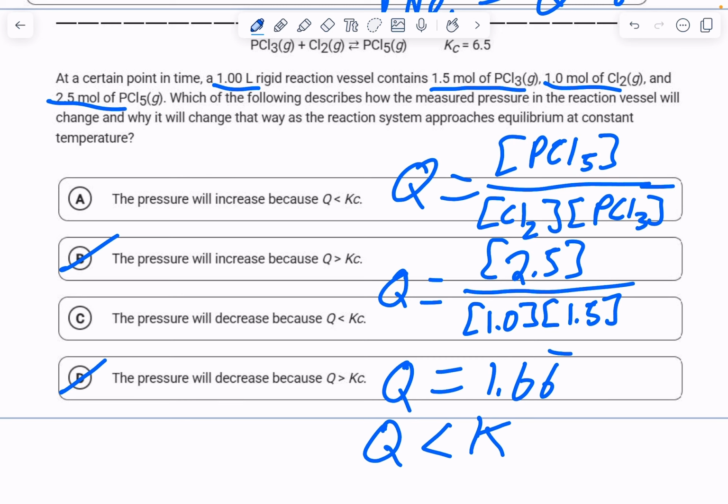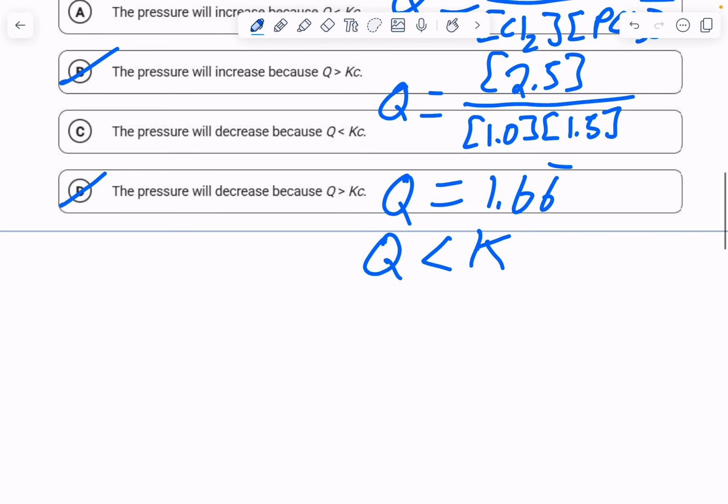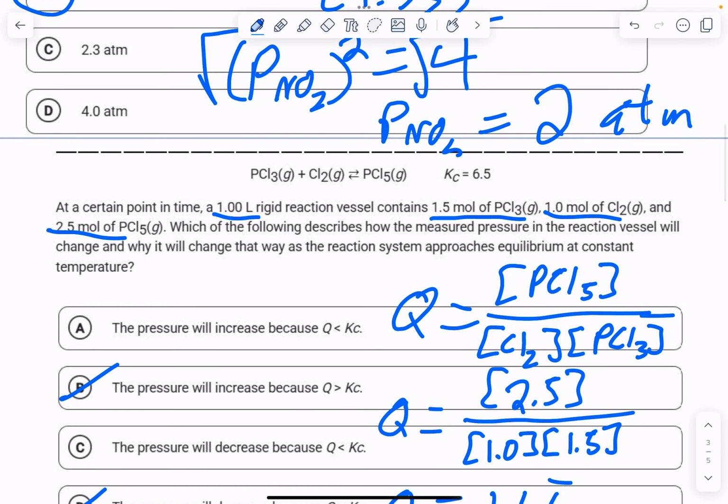If the Q is less than K, generically, what that means is we don't have enough products. Reactants turn into products. And if the Q is less than K, we need to make more products. The Q value is too small, and the only way to make it bigger is by adding more products. That will increase the amount. So we are going from reactants to products. So these molecules need to turn into this particle, PCl5.